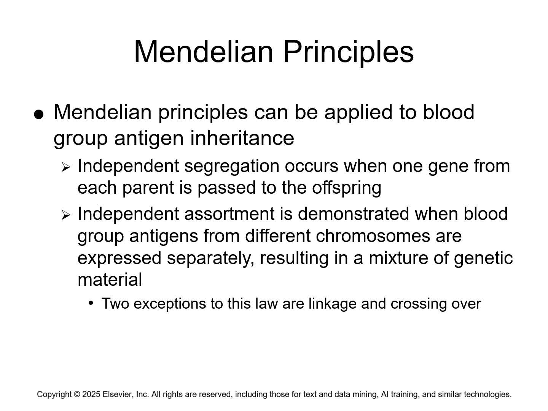Mendelian principles can be applied to blood group antigen inheritance. Independent segregation occurs when one gene from each parent is passed to the offspring. Independent assortment is demonstrated when blood group antigens from different chromosomes are expressed separately, resulting in a mixture of genetic material. The two exceptions to this law are linkage and crossing over, which we'll discuss in the next couple of slides.